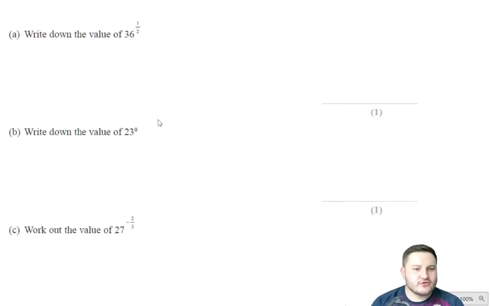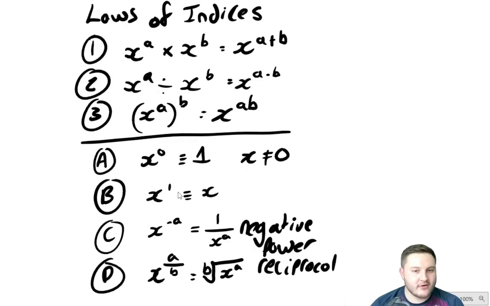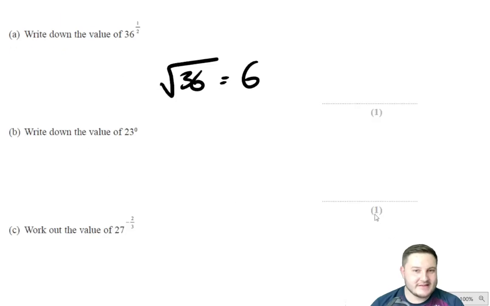Okay, let me have a go at some of these and then I'll give you some to have a go at. So, write down the value of 36 to the power of a half. Well, to the power of a half, remember the denominator tells you what root you take. So I'm going to take the second root, the square root of 36 is 6. And then I'm going to raise it to the power of 1. Well, according to the fact that we discussed earlier, anything to the power of 1 is itself. So this is just going to be 6.